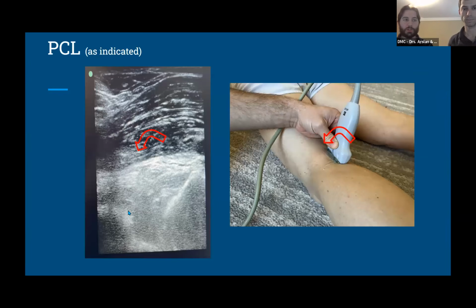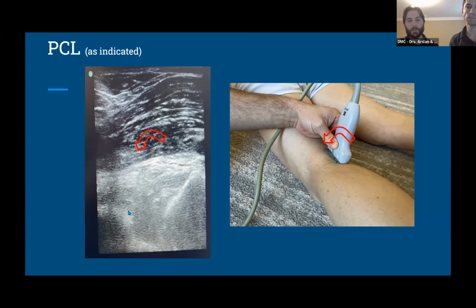We then move our transducer, continuing in the long axis, medially to try to identify the PCL if this is clinically indicated. The PCL originates on the anterolateral aspect of the medial femoral condyle and inserts along the posterior aspect of the tibial plateau. So these are the bony landmarks that you want to visualize when trying to identify this structure. And usually this is done near the midline of the popliteal fossa and involves some rotation of the transducer to achieve what we call a true orthogonal view. This usually requires about 20 to 30 degrees of rotation.